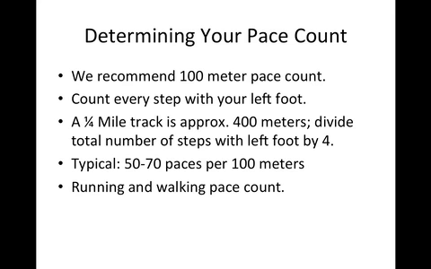Every time you take a step with your left foot as it hits the ground, you just remember the number of steps you've taken. So an easy way to do this and get your approximate 100-meter pace count is to go to a quarter-mile track, walk around it once, that's approximately 400 meters, and then just divide that number of steps on the left foot by 4. Typically, pace count for an average person is between 50 and 70 paces per 100 meters. We also recommend that you get a running pace count as well as a walking pace count because it will be slightly different. You'll have slightly fewer steps for running pace count.